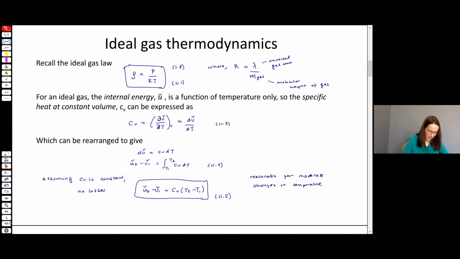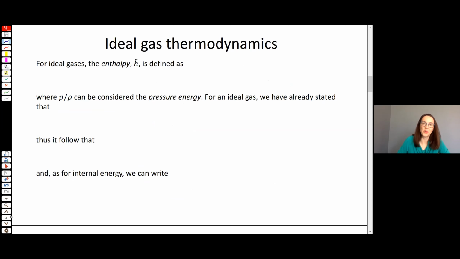Okay, moving on to our next thermodynamic variable, enthalpy. We can go for a very similar process to derive an expression for the enthalpy of a flow, or the difference in enthalpy from state 1 to state 2. But going back to the very fundamental definition, it is the internal energy plus this quantity P over rho, right? The pressure over the density, where we call pressure over density the pressure energy, okay?